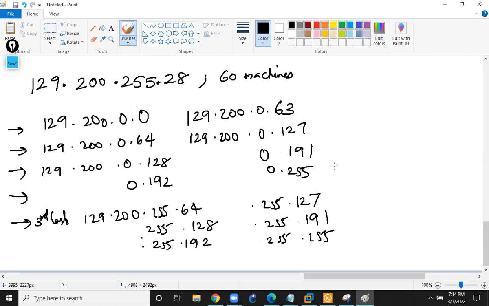Yeah, required subnet mask. So have you found out the required subnet mask? Yes or no? Yes. So what is the required subnet mask? 255, you can tell completely. 255.255.255.192.